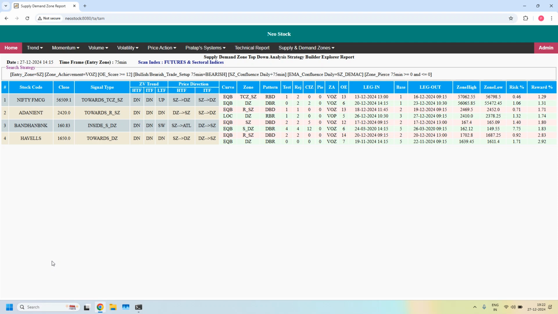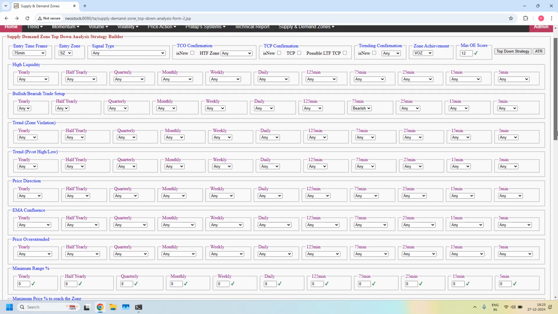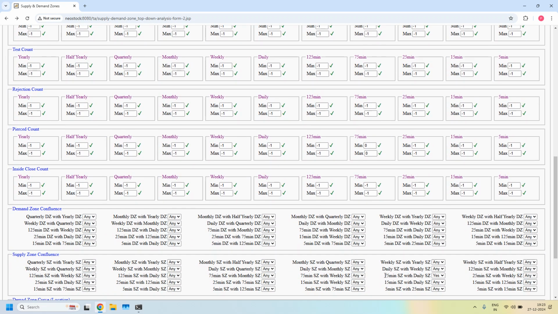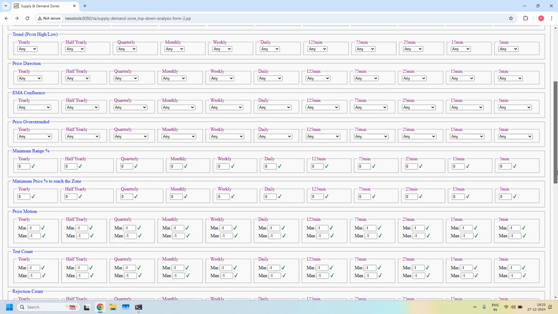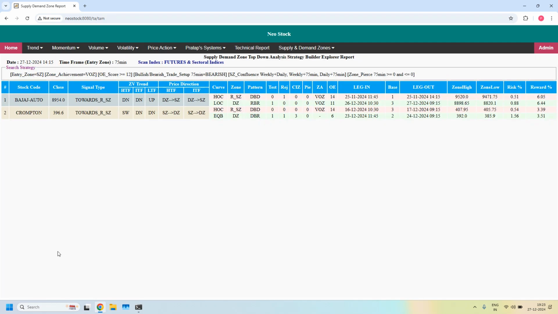Okay, next filter is based on LTF, ITF and HTF supply zone confluence. I am removing this EMA filter. In the supply zone confluence, we should set 3 filters. First filter is already enabled, that is 75 with daily supply zone confluence. Second filter, 75 minute supply zone with weekly supply zone confluence. Third filter, daily supply zone with weekly supply zone confluence. With all the 3 filters, LTF, ITF and HTF supply zone confluence, we got 2 stocks.